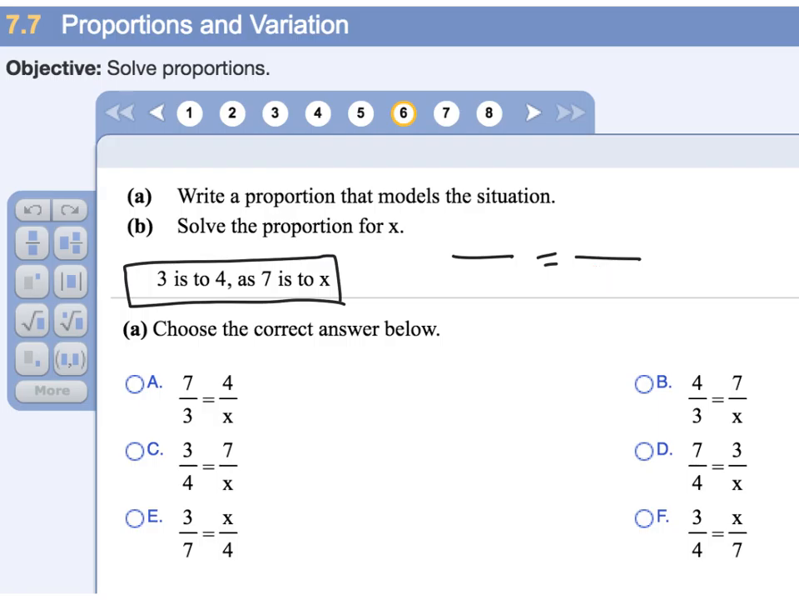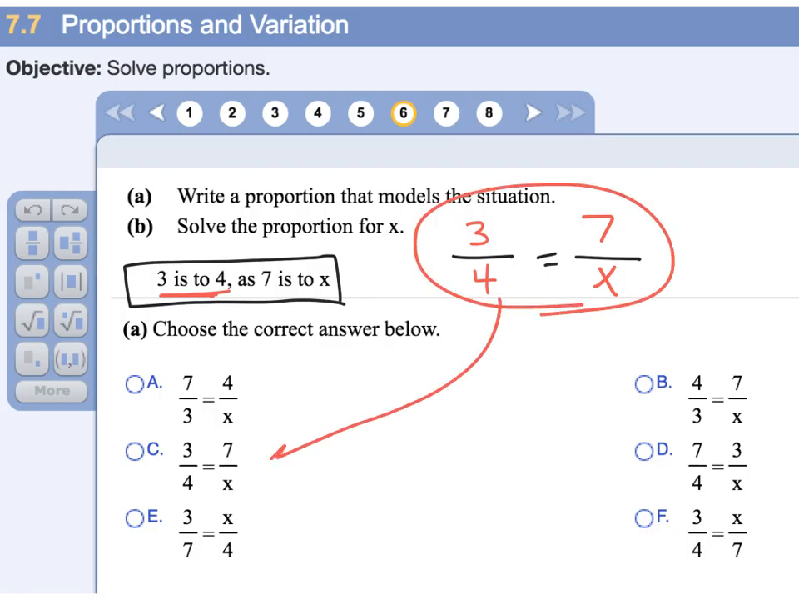And so when it says 3 is to 4, that means you can go 3 is to 4. And then once you've decided on the order, so 3 is going to go on top, 4 is going to go on the bottom, as, so that's your equal sign, 7 is to x. So since we went top over bottom, that means 7 is going to be on the top, and the x is going to be on the bottom. 7 is to x. And we can see, oh, look at this, there's our answer. 3 is to 4 as 7 is to x.